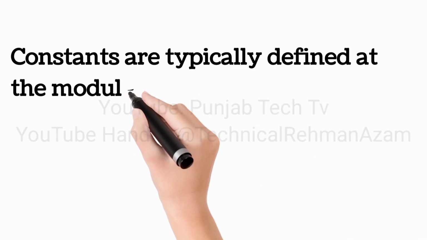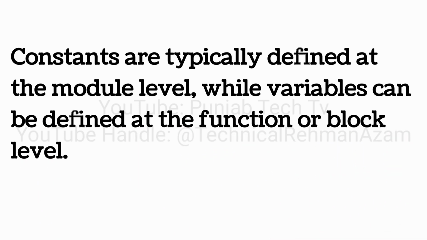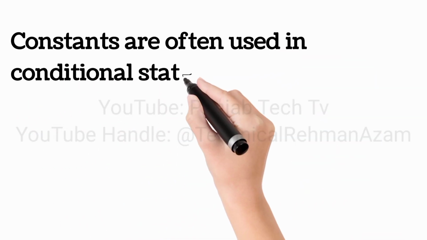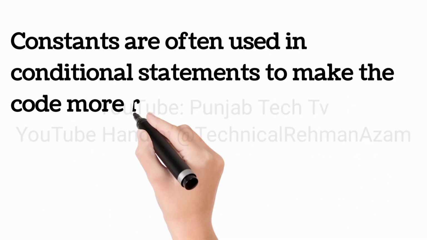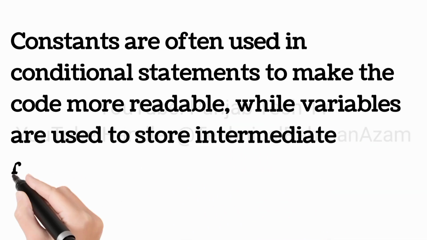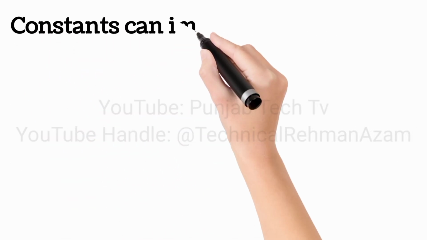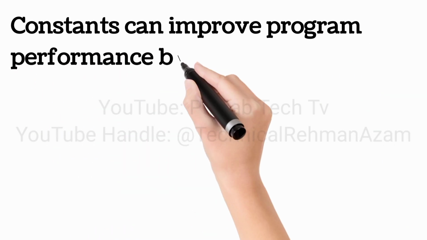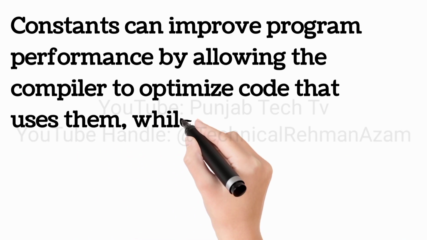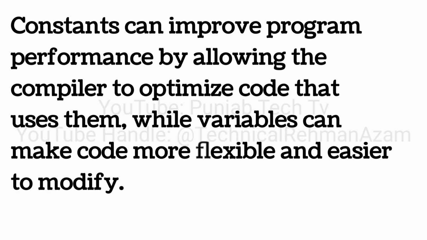Constants are typically defined at the module level, while variables can be defined at the function or block level. Constants are often used in conditional statements to make the code more readable, while variables are used to store intermediate results in calculations or loops. Constants can improve program performance by allowing the compiler to optimize code that uses them, while variables can make code more flexible and easier to modify.